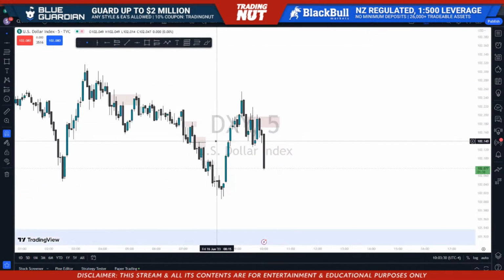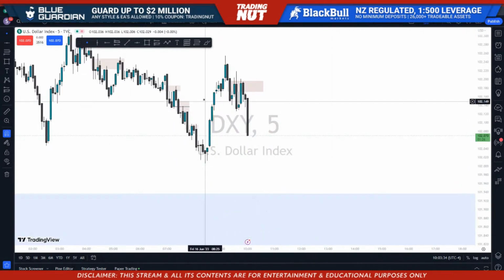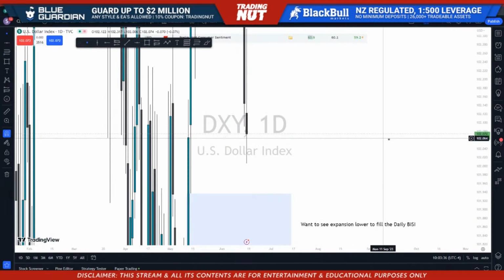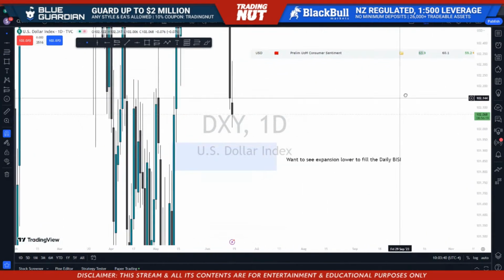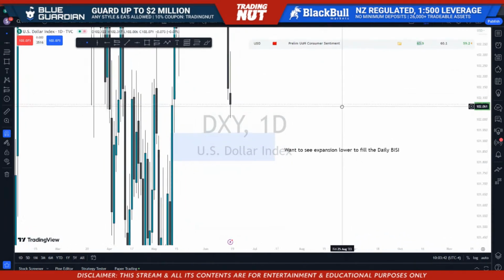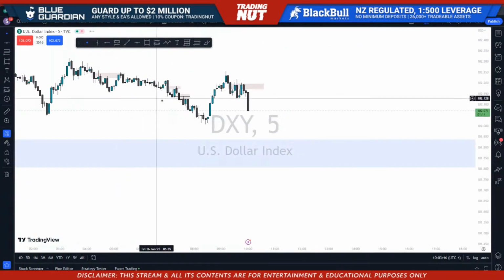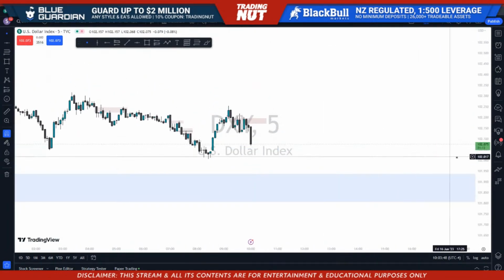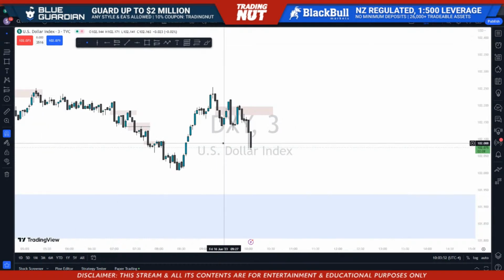The DXY should be bleeding. May see a push into this daily FVG I had marked up earlier. But if you want to take a trade into it, we have to wait for a confirmation. And I will be awaiting the confirmation right now.